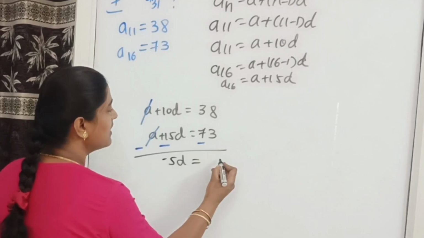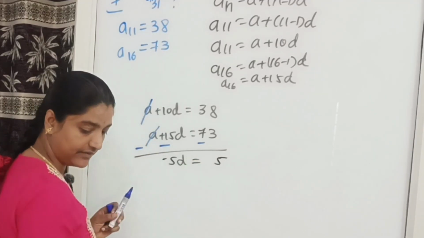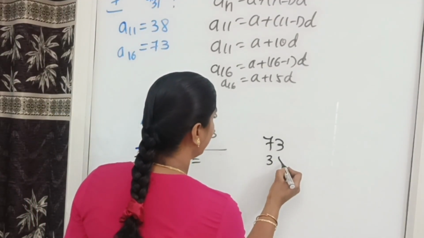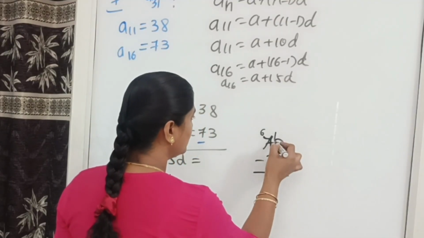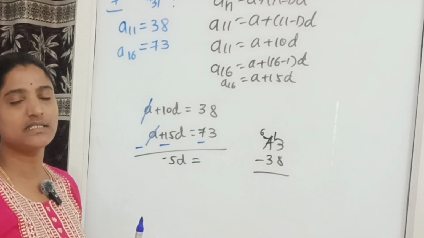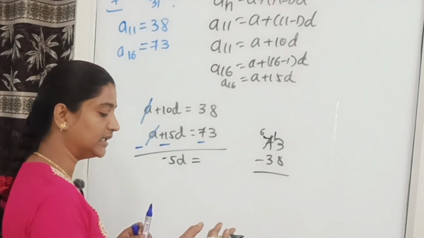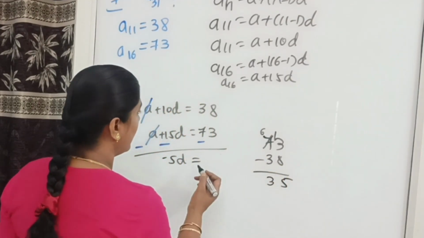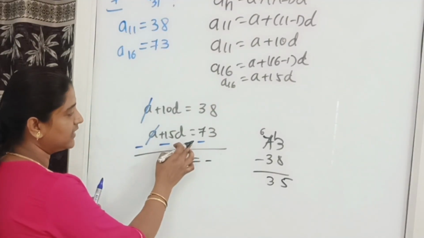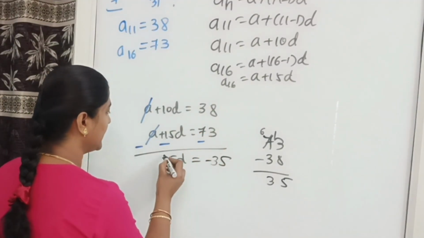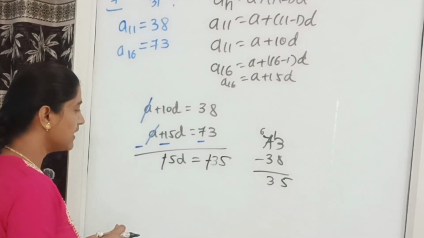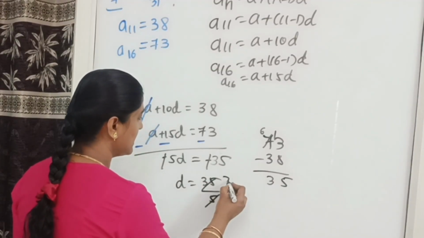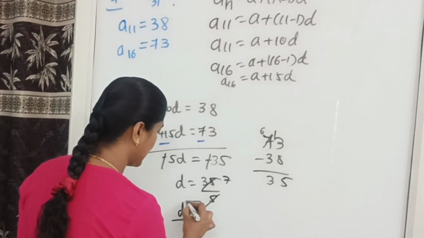Sorry, this is 73 minus 38. Do it here: 73 minus 38. 8 minus 3 is 5. And here 6 minus 3 is 3. You have to keep the negative sign, because the greater value has the negative sign, so that is minus 35. Negative is there on both sides, so it gets cancelled. Then D is equal to 35 by 5, and D is 7.